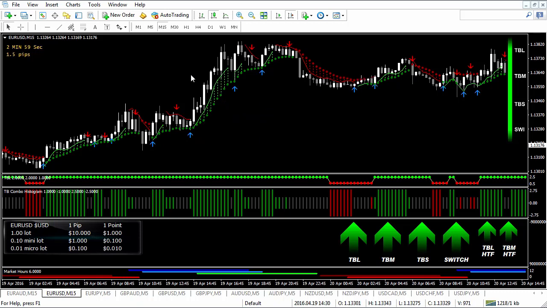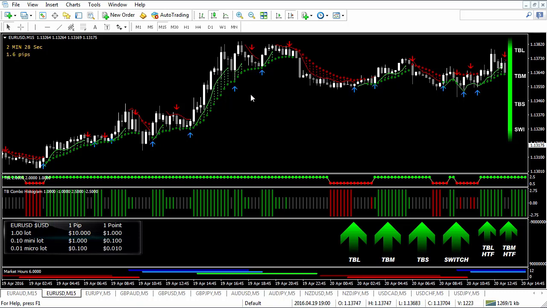When the price is above the market, when it's above all the different indicators, specifically the TBS and the TBM, we get lines that connect both the TBS and the TBM. This gives us a clear definition that the market is moving up. When the market is moving down, we have these vertical lines that connect, again, the TBS and the TBM.